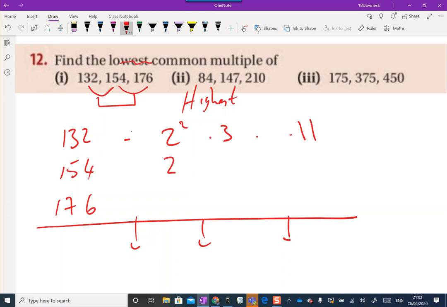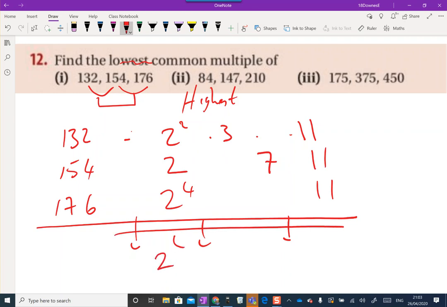154, sure enough, I need a 7. Well, and don't put it there, put it there. Okay, and put it somewhere into blank space, and then your 11s go here. And 176 has 2 to the 4, and it has 11. Now, as I say, I'm taking the highest power in each case. So I have a 2 to the 4, I have a 3, and a 7, and 11.